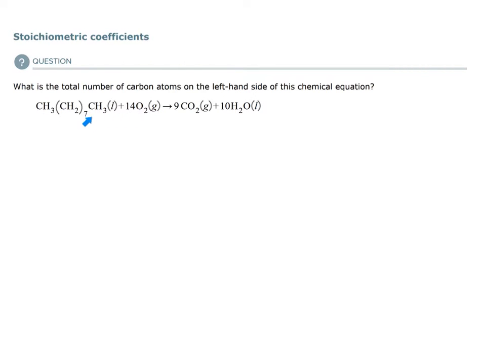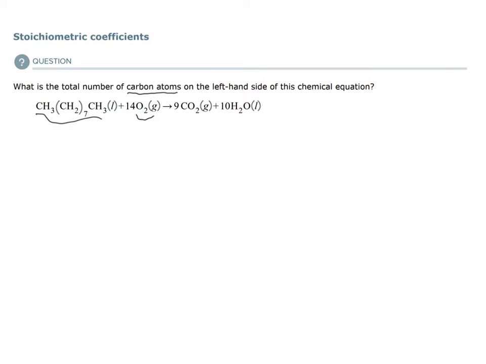I know I have two different substances. Here are two reactants. Each reactant is separated by this plus sign. So this is reactant 1. Here is reactant 2. Let's find the total number of carbon atoms in each reactant and then add them together to find the complete number of carbon atoms on the left-hand side.